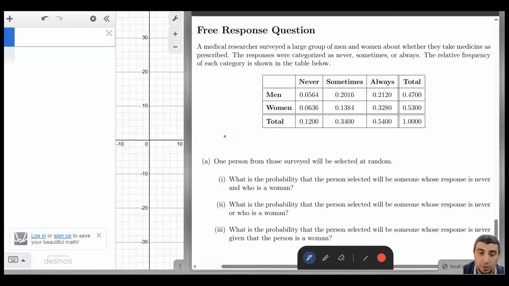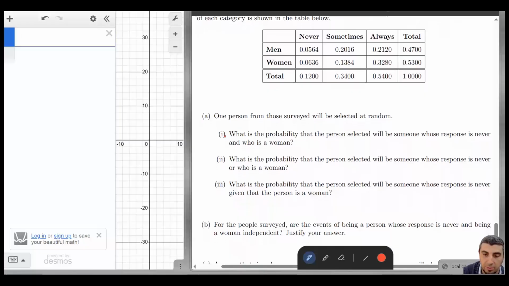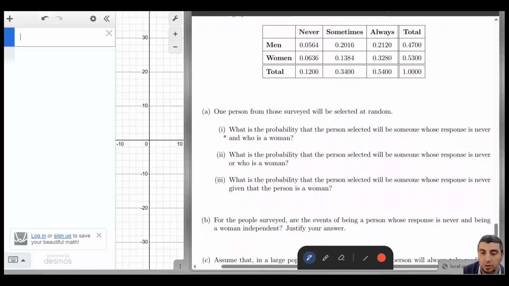All right, now on to the free response. A medical researcher surveyed a large group of men and women about whether they would take medicine as prescribed. The responses were categorized as never, sometimes, or always. The relative frequency of each category is shown in the table below. Here's our table. So one person from those surveyed will be selected at random.